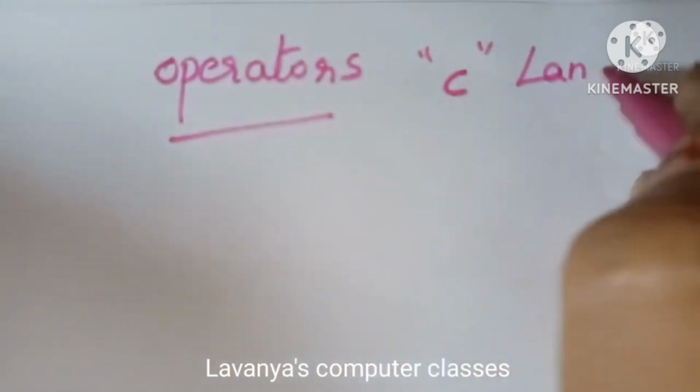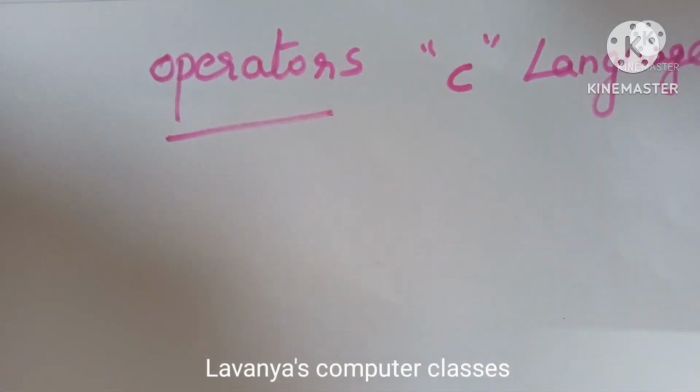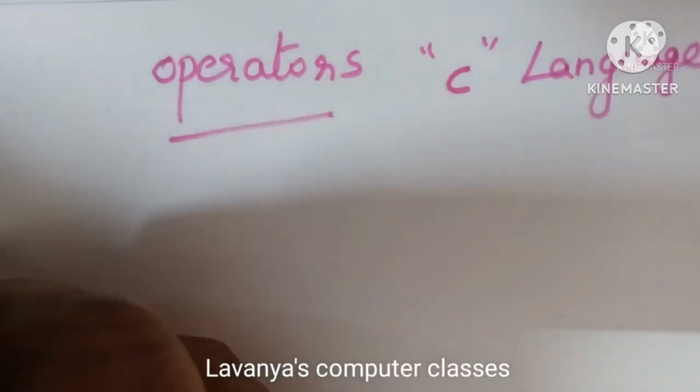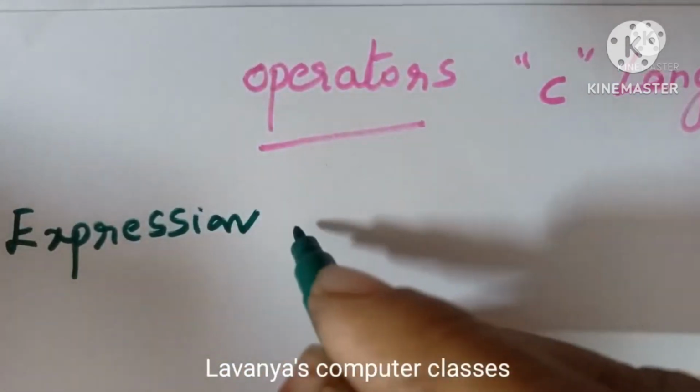So what is an operator? What are the categories of operators? In this video I will explain. First we will go for what is an operator. But before going to operator, we first go for what is an expression.